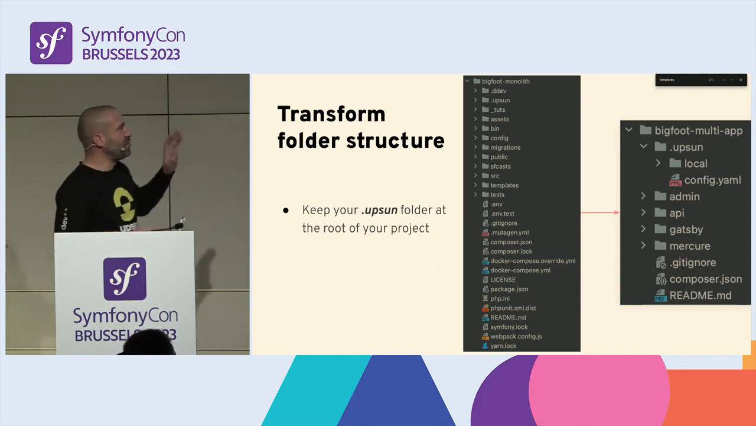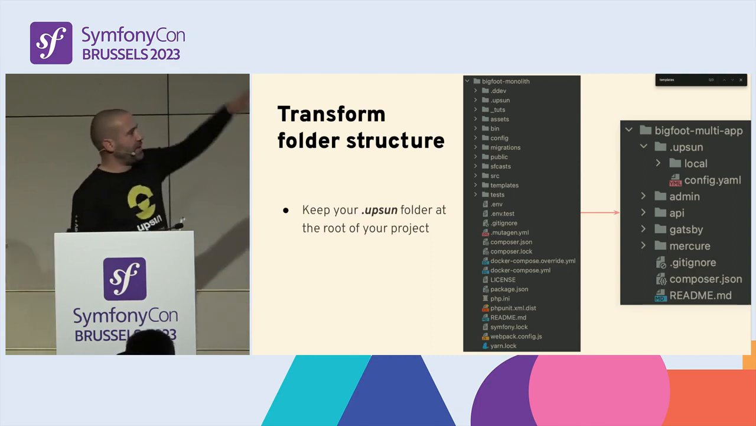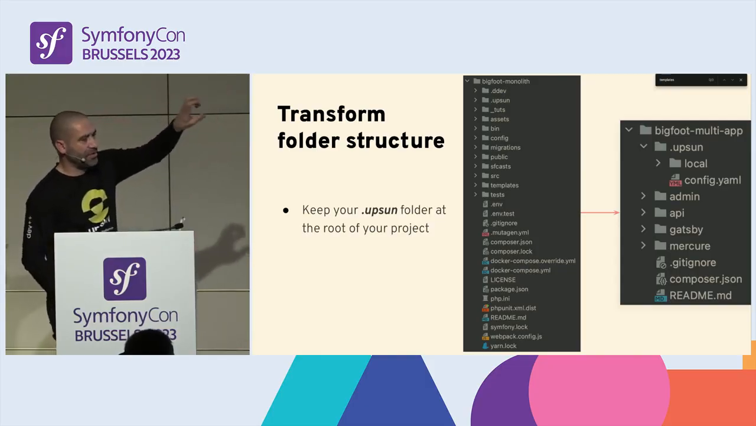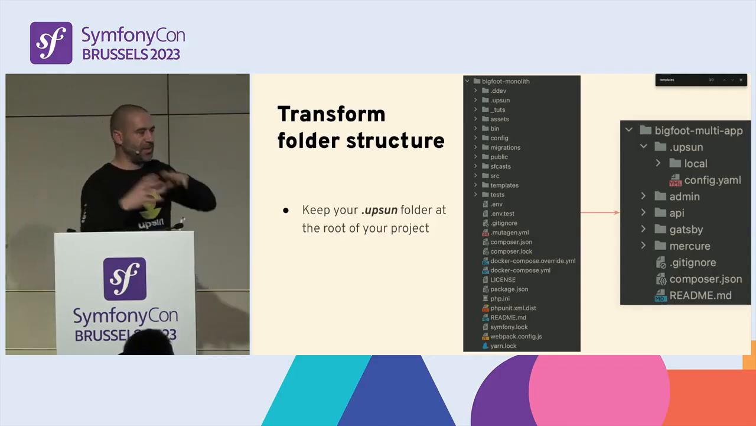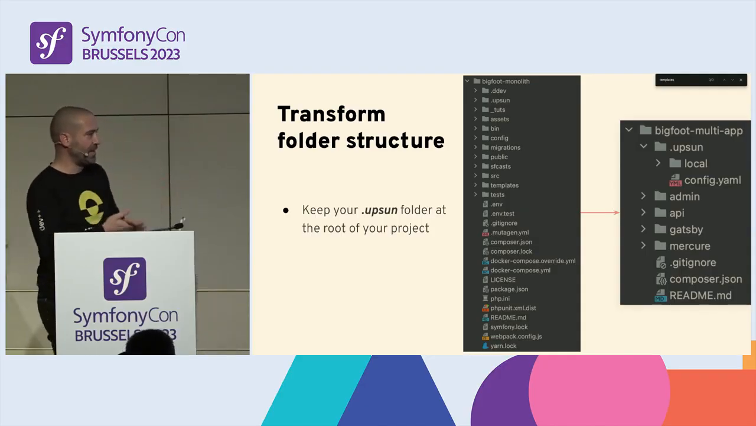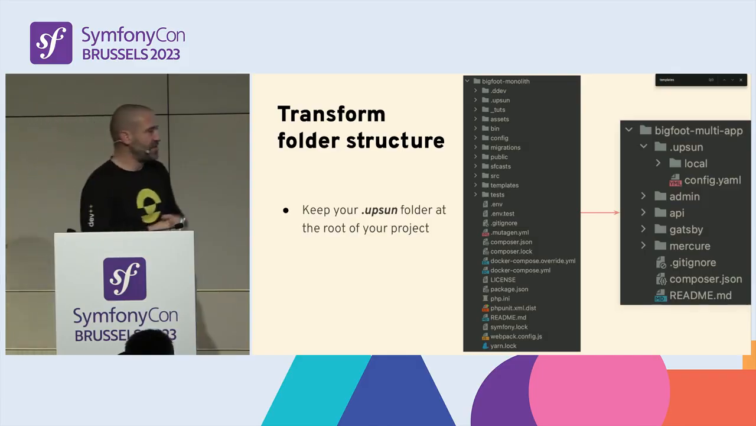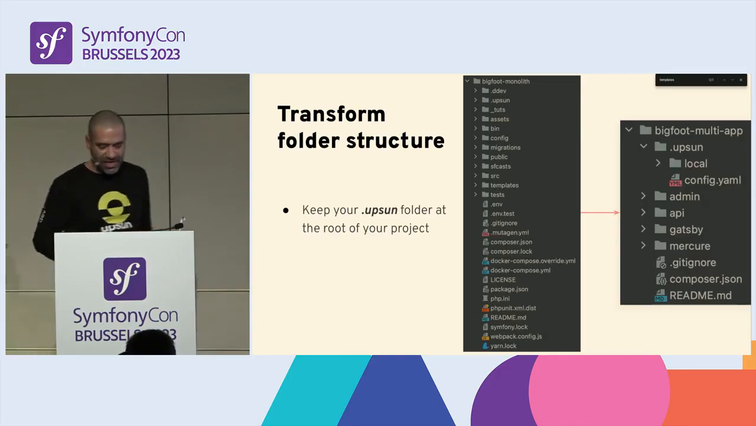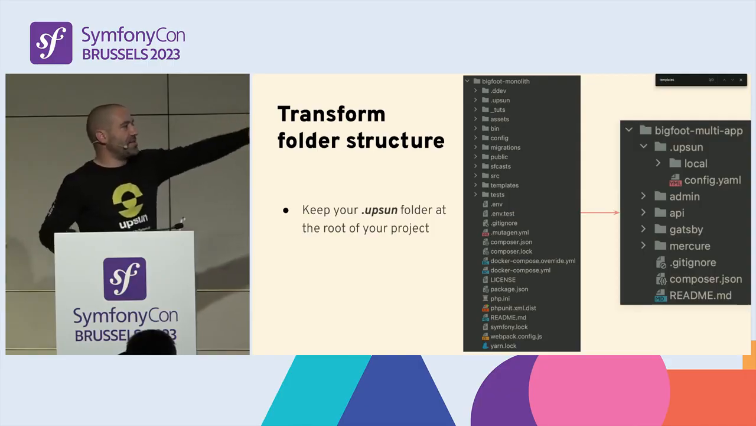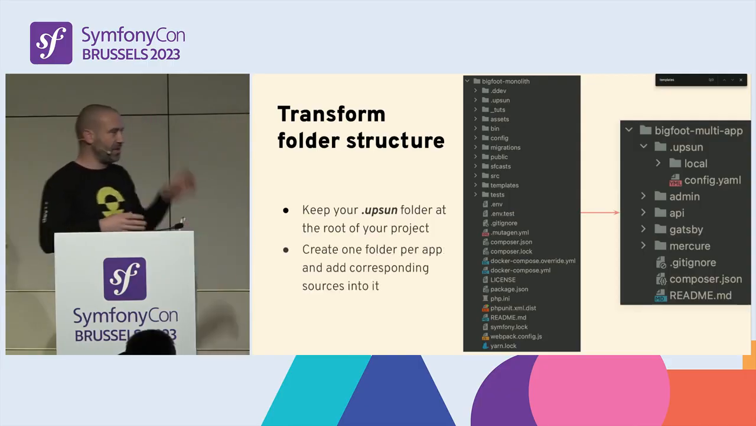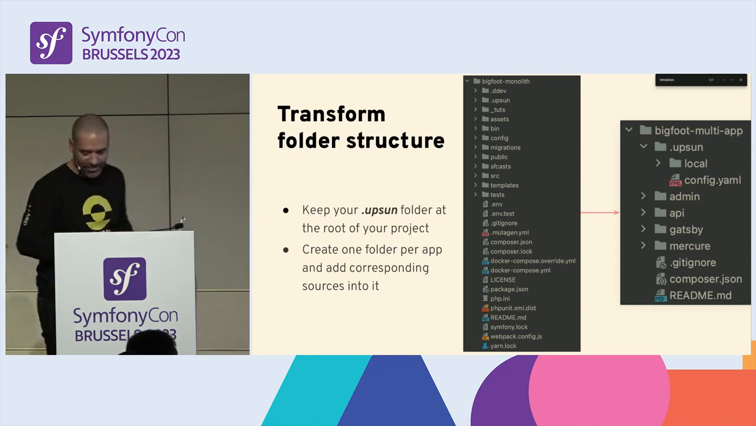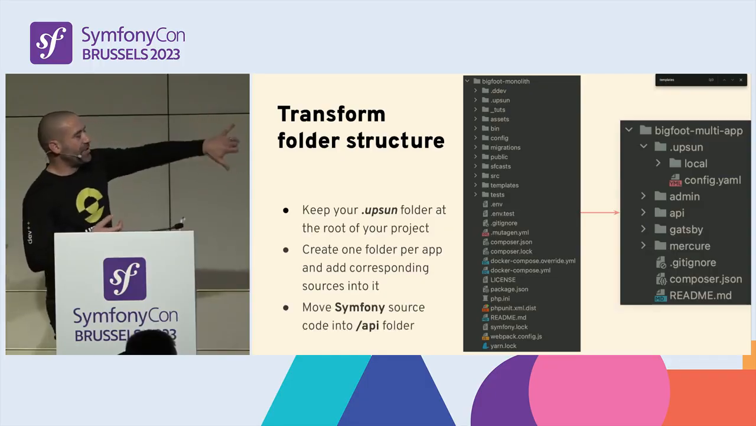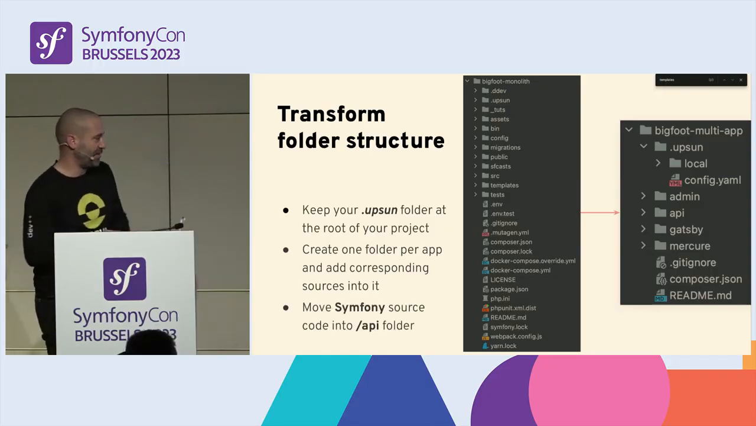So the second step is to transform your folder structure. In the middle, you have your Symfony source code. And at the beginning, there is a .upsun folder that will contain the config.yaml file that is needed by Upsun to deploy your application. And on the right, this is the new folder structure. You will keep the .upsun at the root of your source code, and then you will create one folder per application, and each folder will contain the source code of all of the application. So you can copy the entire Symfony source code into the API folder.